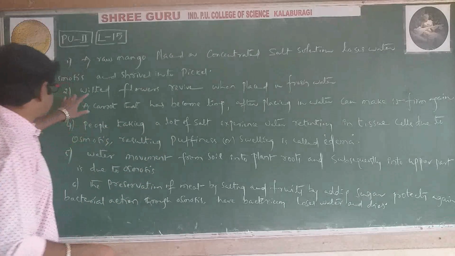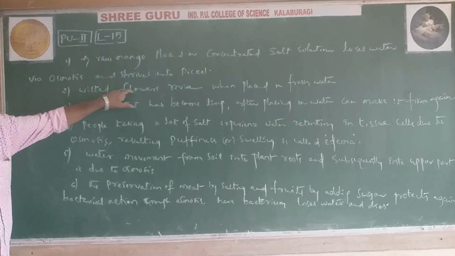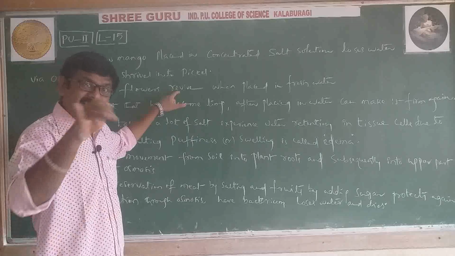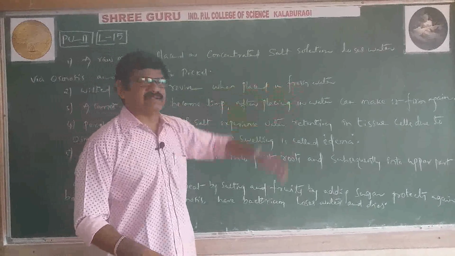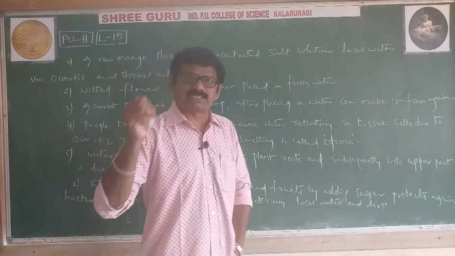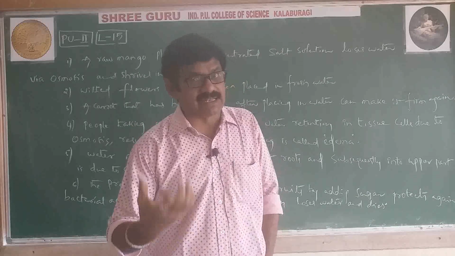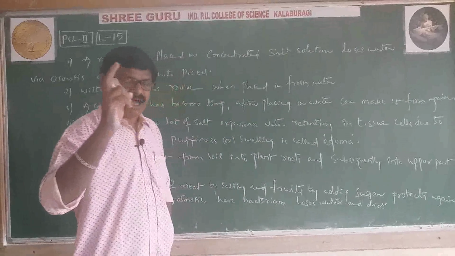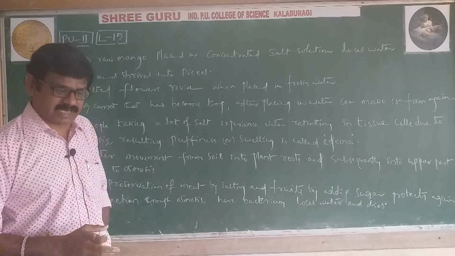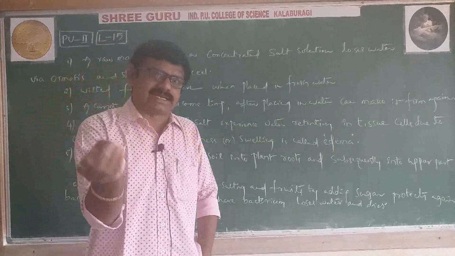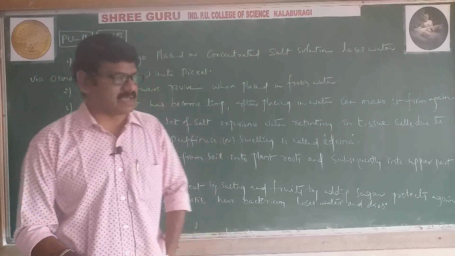Second one, wilted flowers. Wilted flowers revive again when placed in fresh water. If you sprinkle some water on flowers, those flowers will shine again because of the osmosis process only, because water molecules will enter into the flowers via osmosis phenomena.